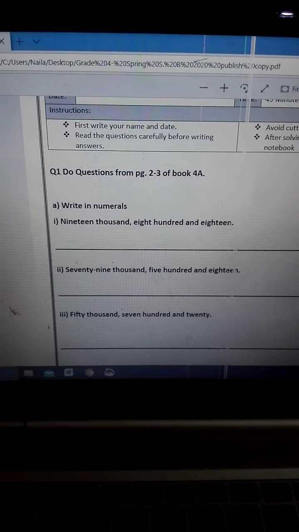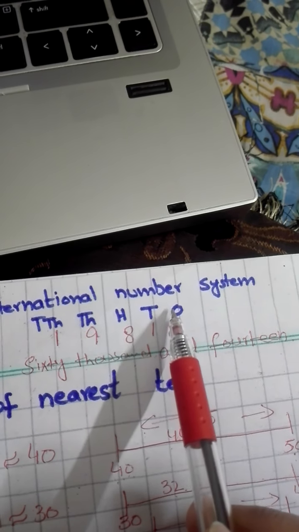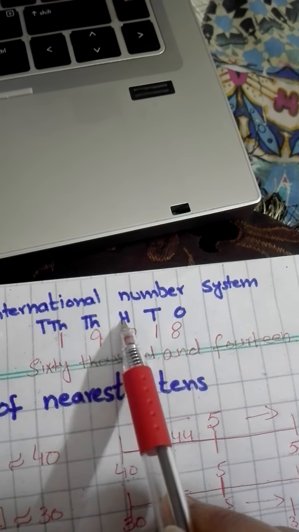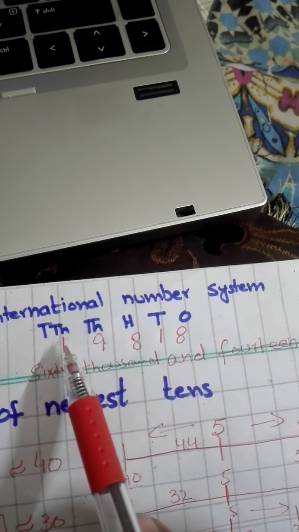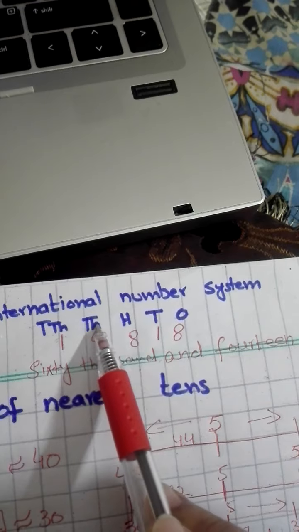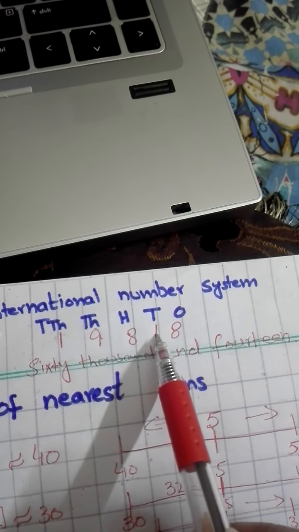19,818. We can solve this question by using the International Number System, which is ones, tens, hundreds, thousands, ten thousands. Now we put the values in it. 19,818. In this way, we can solve all these questions.